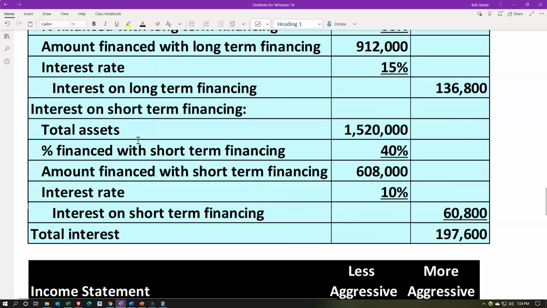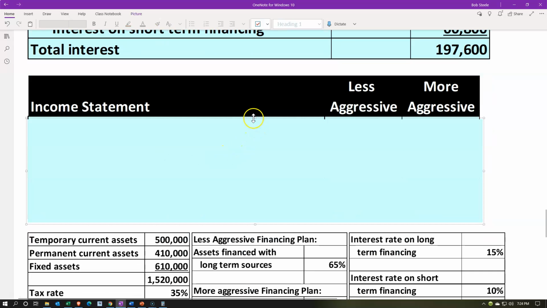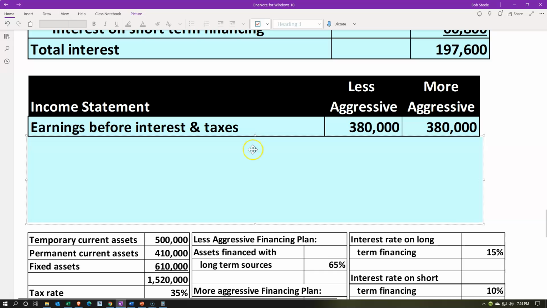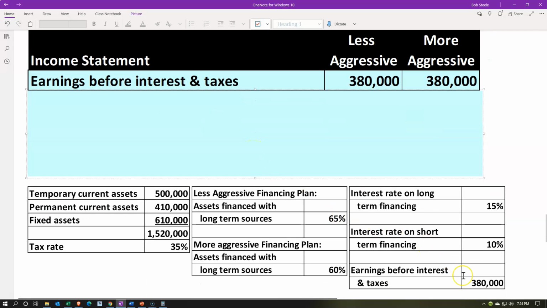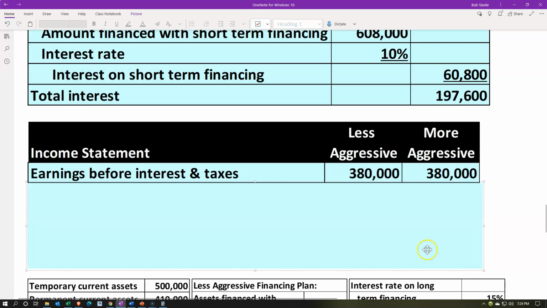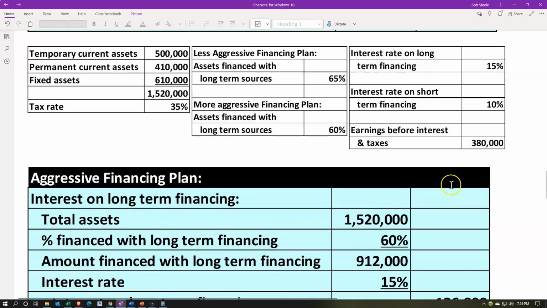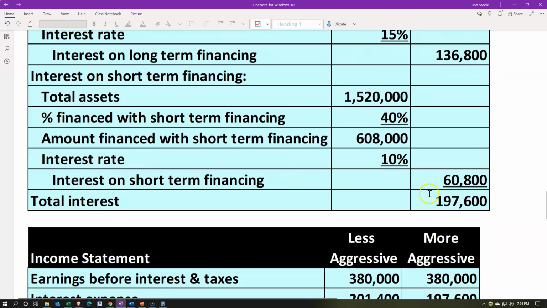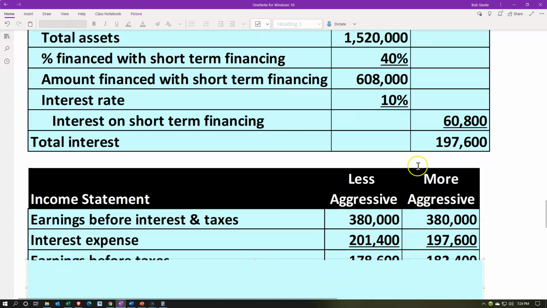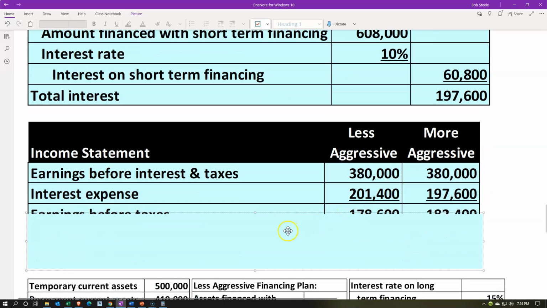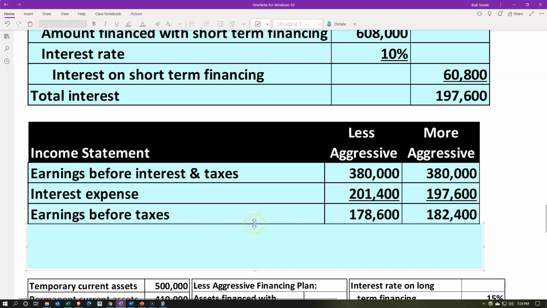So then if I scroll on down, we're going to take a look at the partial income statement. We got the earnings before interest and taxes given to us at the $380,000. That's the net income or bottom line of the income statement before considering interest and taxes. We just calculated the interest up top. So we had the 204,400 for the first plan and then we had the 197,600, which is the one we just calculated for the more aggressive plan. Obviously, it being lower for the more aggressive plan if everything goes as planned.